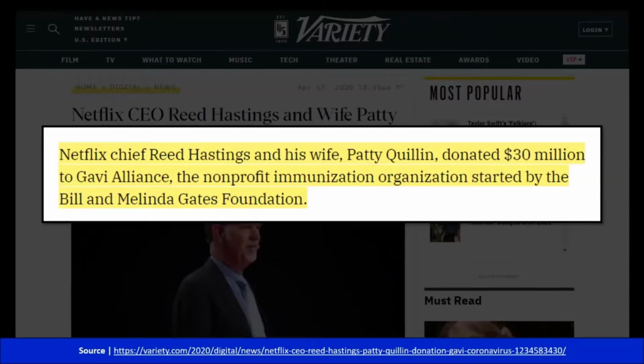Netflix chief Reed Hastings and his wife Patty Quillen donated $30 million to Gavi Alliance, the nonprofit immunization organization started by the Bill and Melinda Gates Foundation. So I see a lot of bias. I see a lot of conflict of interest. I mean, I see nothing but conflict of interest with Bill Gates. I see nothing but conflict of interest with the CDC. I see the NIH making money off of things that are also conflict of interest because their doctors are making money from patents and the rest of it goes to the NIH.